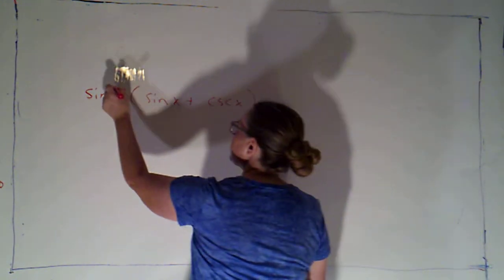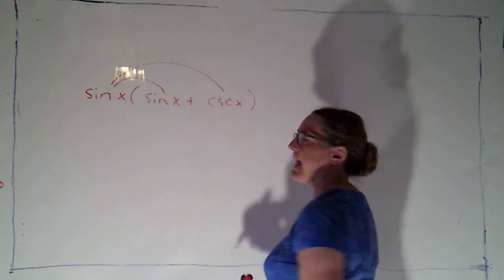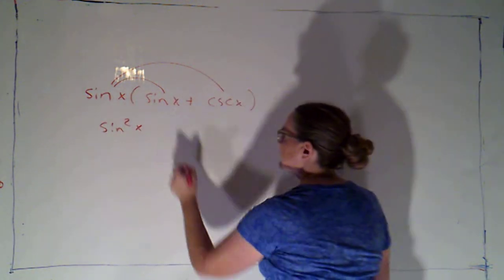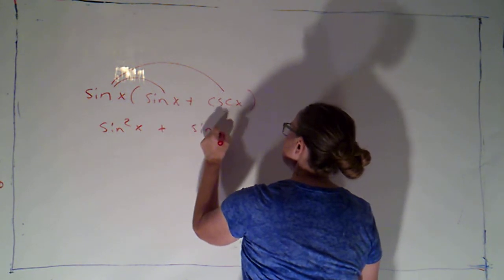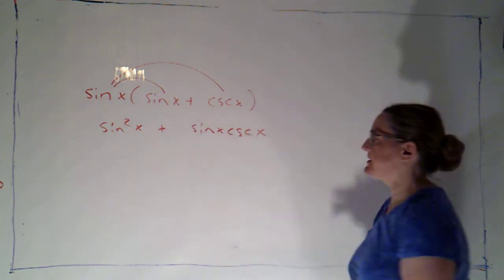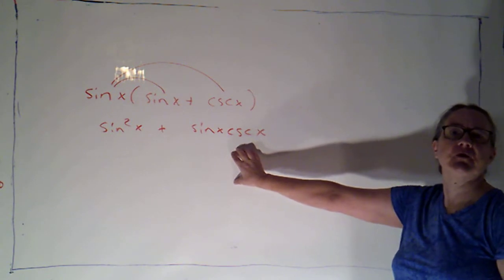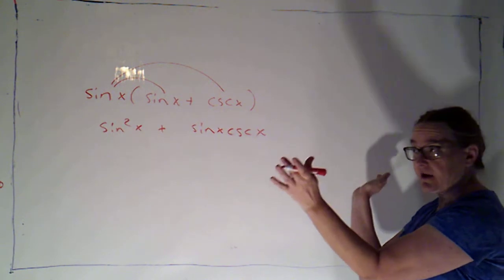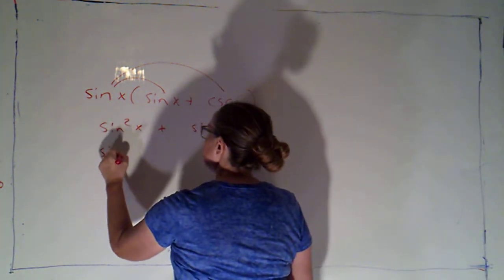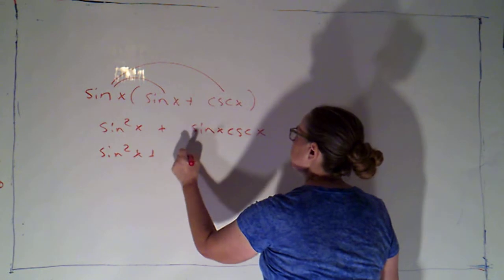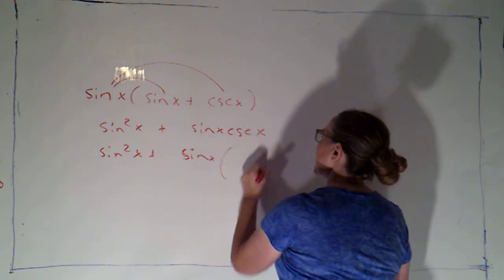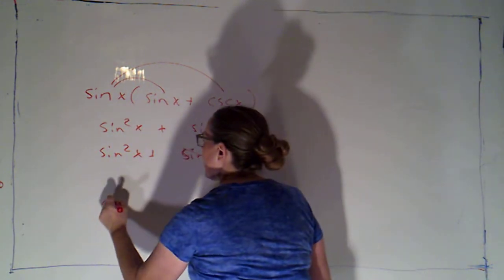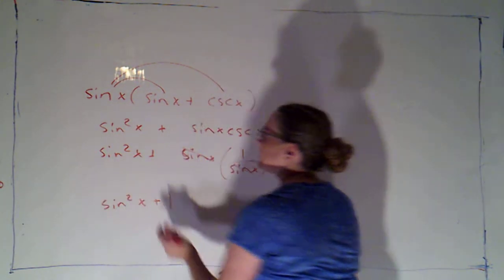So if I wanted to have this multiplied out, I would just be distributing that sine x. So sine x times sine x would give me sine squared x. And then I'd have plus sine x times cosecant of x. So that's just doing the multiplication. Now, once I've done that, if all I was asked to do is do the multiplication, I've done it. But I might notice this is sine squared x plus this is sine x times 1 over sine x. And that's going to cancel out, so I get sine squared x plus 1.